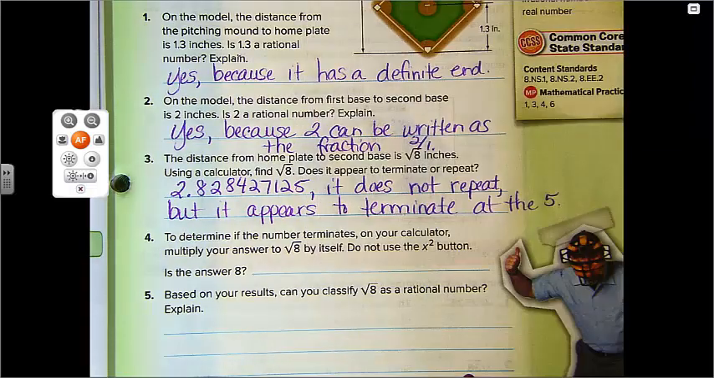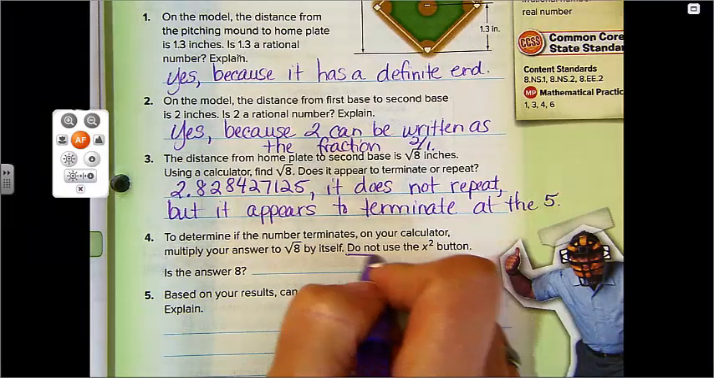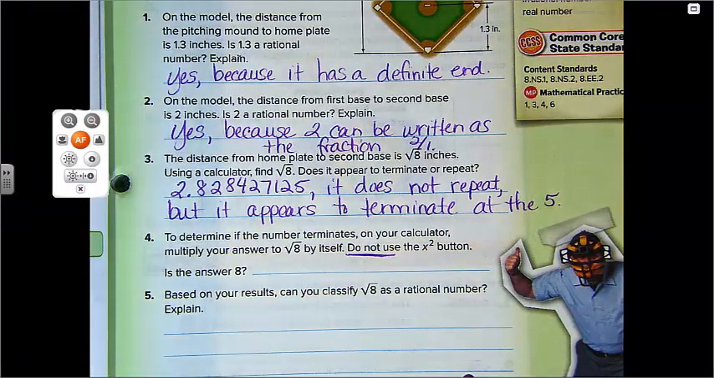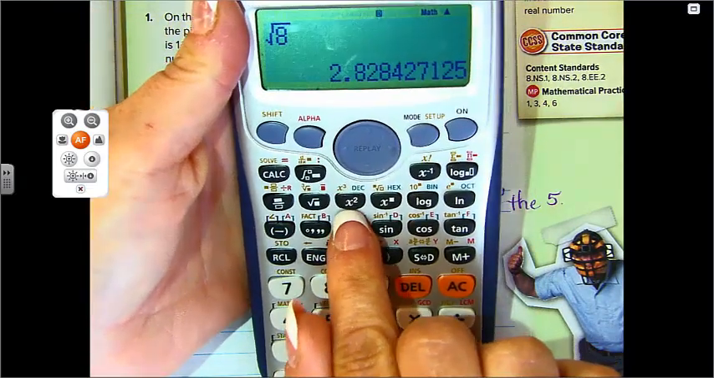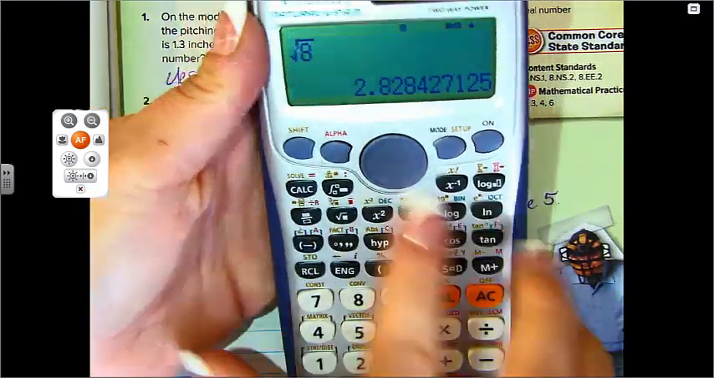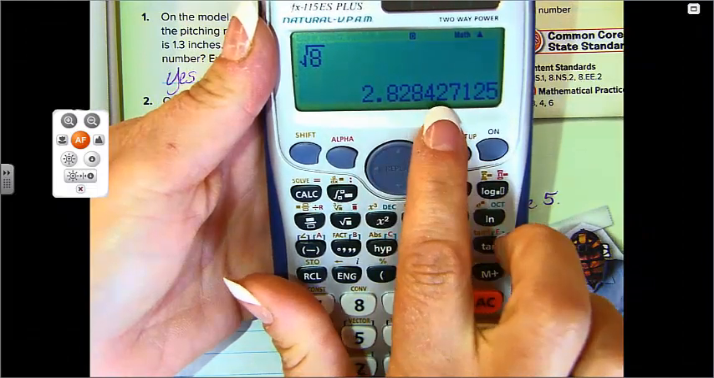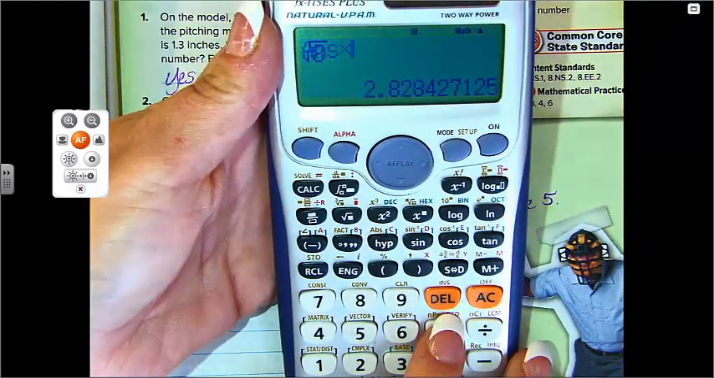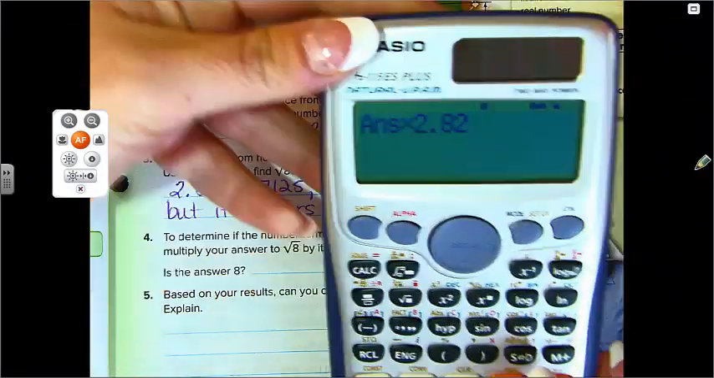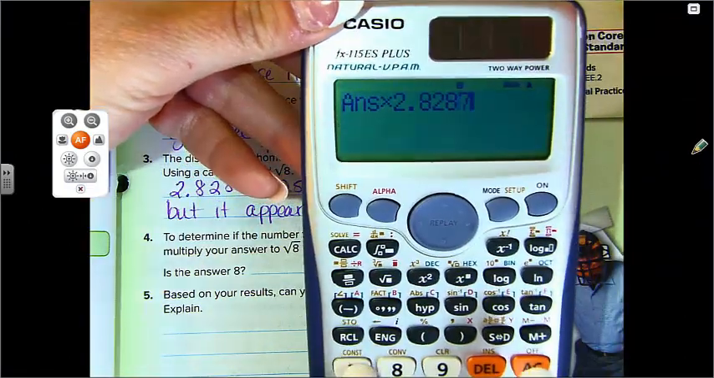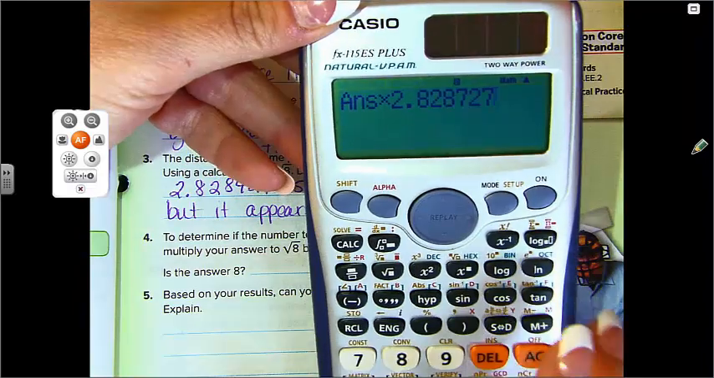Number 4 says, to determine if the number terminates on your calculator, multiply your answer to radical 8 by itself. It says do not use the squared button. We do not want to use the squared button, so we're not just going to push this button. We're actually going to take this decimal times itself. So 2.828427125 times 2.828427. I think I missed my 4. Hold on.